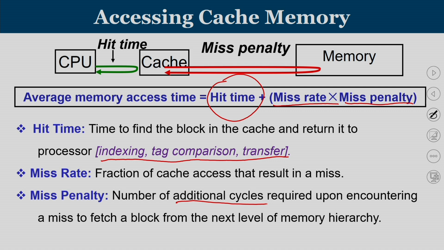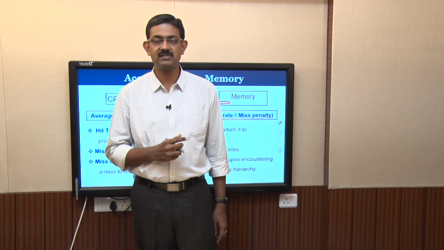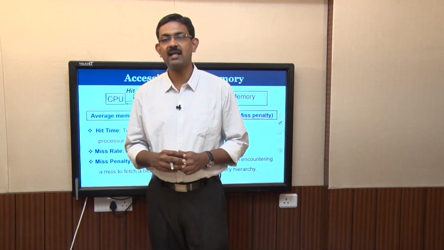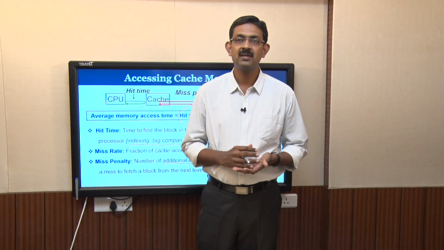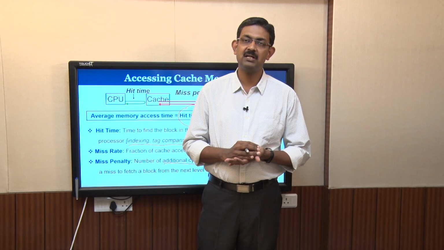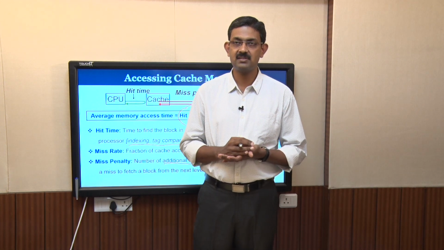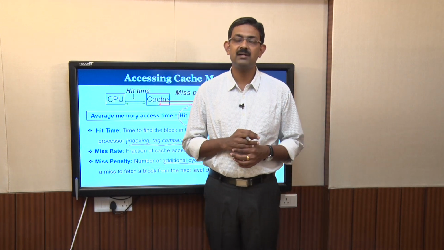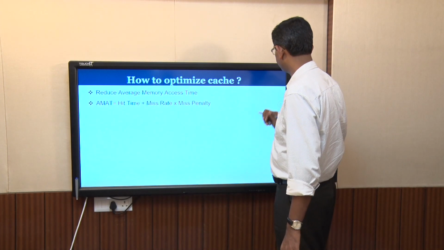We have to understand that your average memory access time is dependent on how much time is required to access your first level of cache or your cache memory. So, effectively it's the indexing time, the tag comparison time and the transfer time. The second important parameter that governs average memory access time is the miss rate. Lower the miss rate, lower will be the average memory access time. And the third parameter is called the miss penalty.